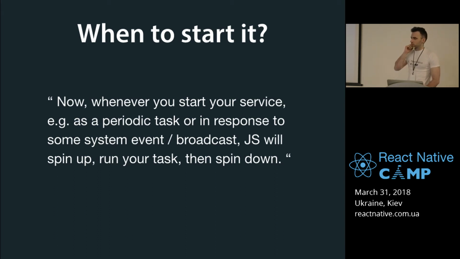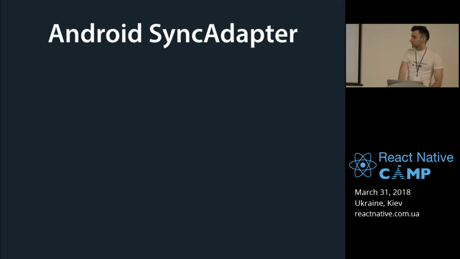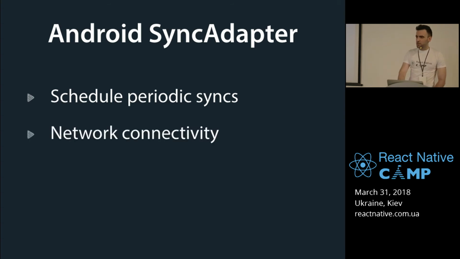Fortunately, I did this on Android before. And on Android, there is an API called Sync Adapter. And this is something we need to know too, because it's used by almost all apps, like Facebook, WhatsApp, anything. Why do they use this? Well, it basically takes care of everything for you. You can schedule periodic syncs, so every day, every 4 hours. It checks the network connectivity, so if there is no network, it doesn't even try to do it.